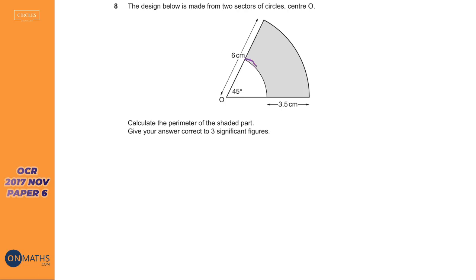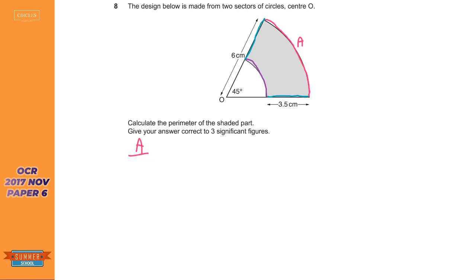So the perimeter of the shaded part will be this one, and these ones. So that's the total perimeter there. So we're going to break it down and do it step by step. I'm going to do probably this one first, and I'm just going to label it as A, to show you what I'm doing where.